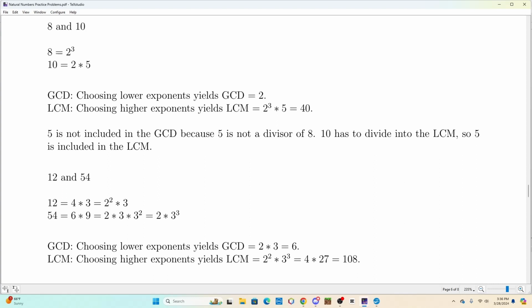And for 12 and 54, they both are divisible by powers of both 2 and 3. Take the lower one for each, 2 times 3 to the 1, to get the GCD of 6. And for the LCM, use the higher exponents to get 2 squared times 3 cubed, which is 4 times 27, or 108.